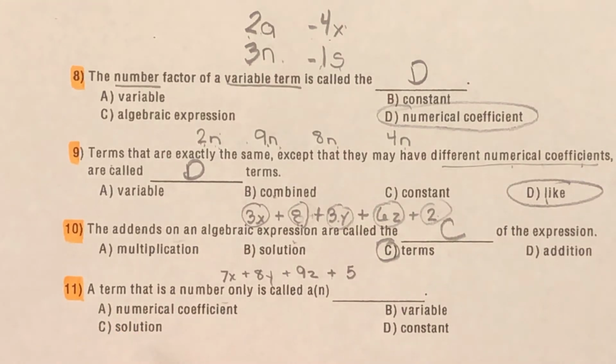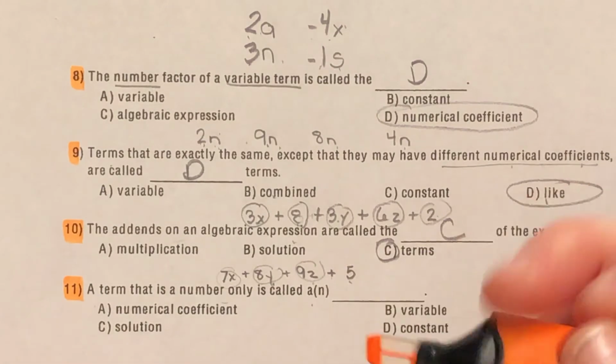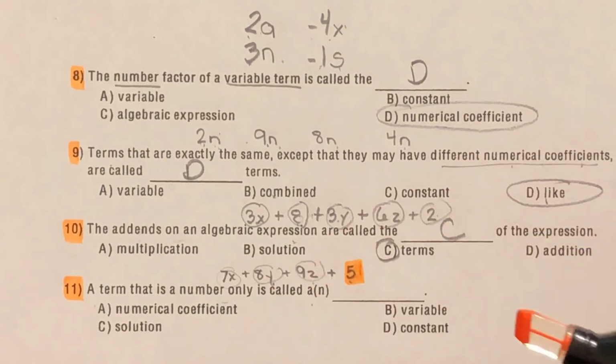I'm going to let you do the final answer. Make sure you don't forget it, please. A term that is a number only is called a... so not this one. That's a variable term, that's a variable term, that's a variable term. That one is the number only. This one right here. What is this called right here? Is it a numerical coefficient, a solution, a variable, or a constant? You decide.